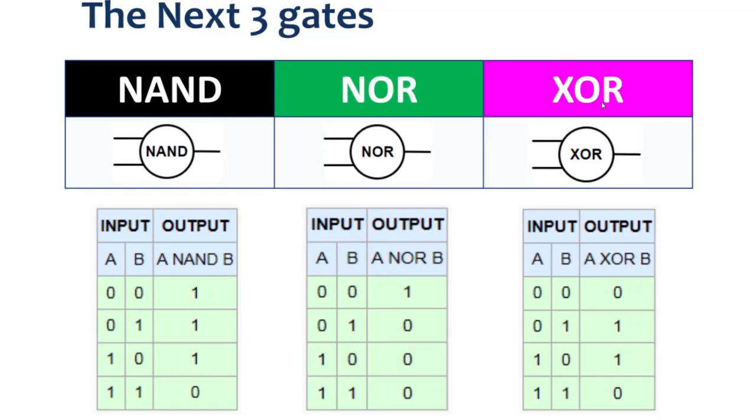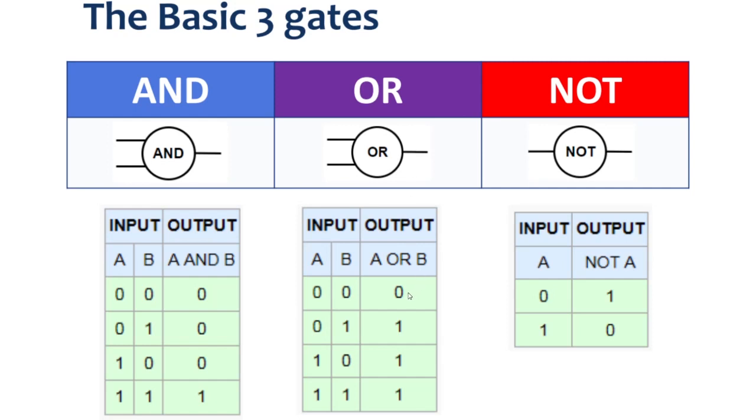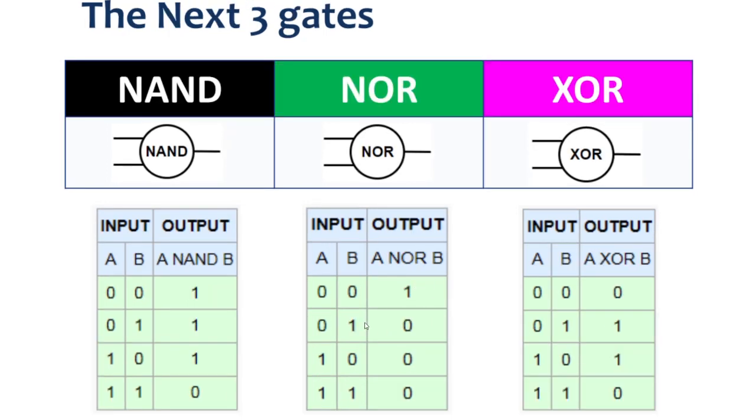And the last one, XOR, exclusive OR. Over here we can see for OR, if any input is 1, we get an output of 1. For NOR, if any input is 1, we get an output of 0. 0 0 will be a 1. For XOR or exclusive OR, only if one input is 1, we get a 1. Both inputs are 0, we get a 0. Both inputs are 1, we get a 0 again.